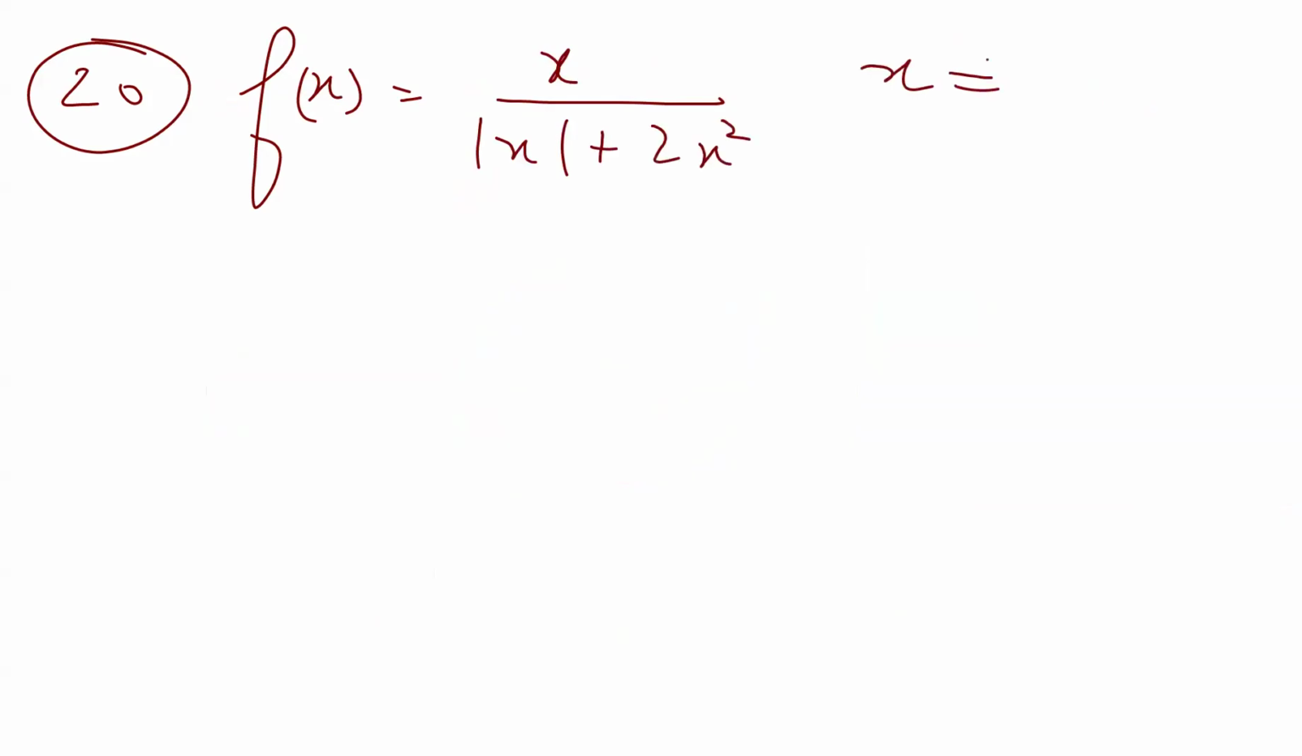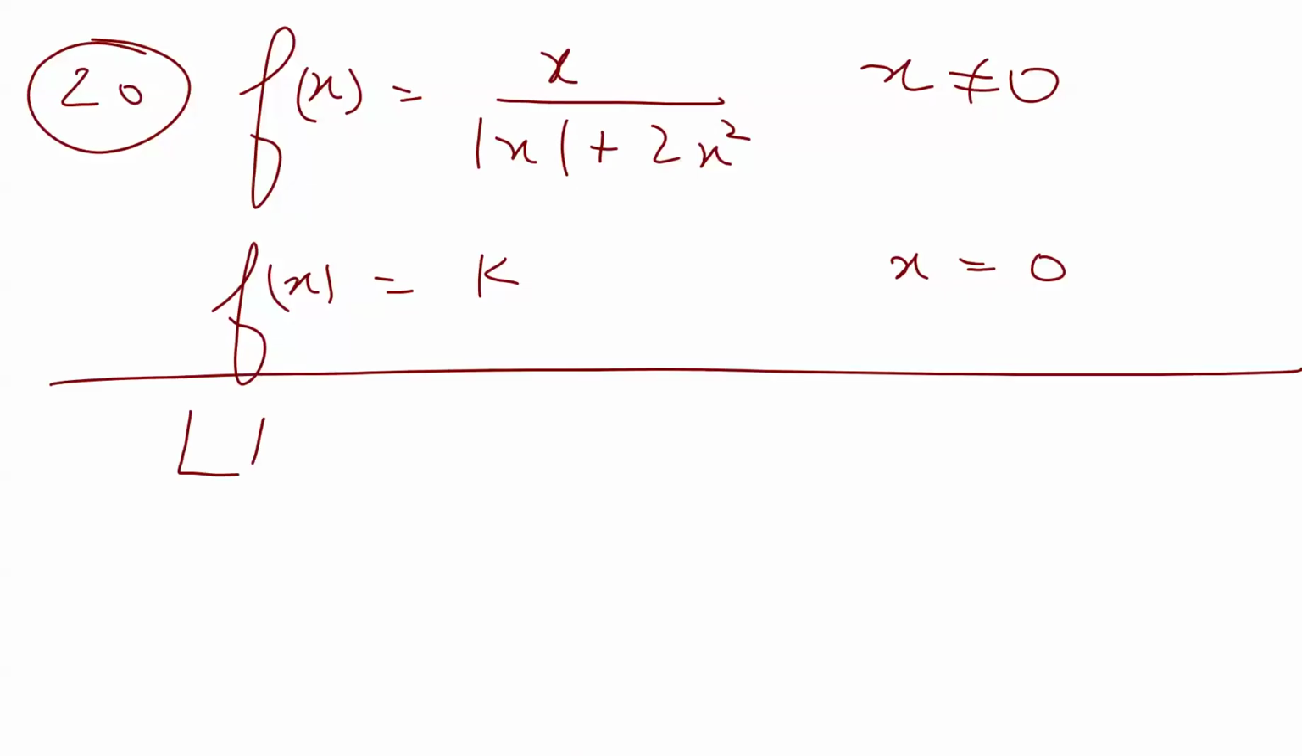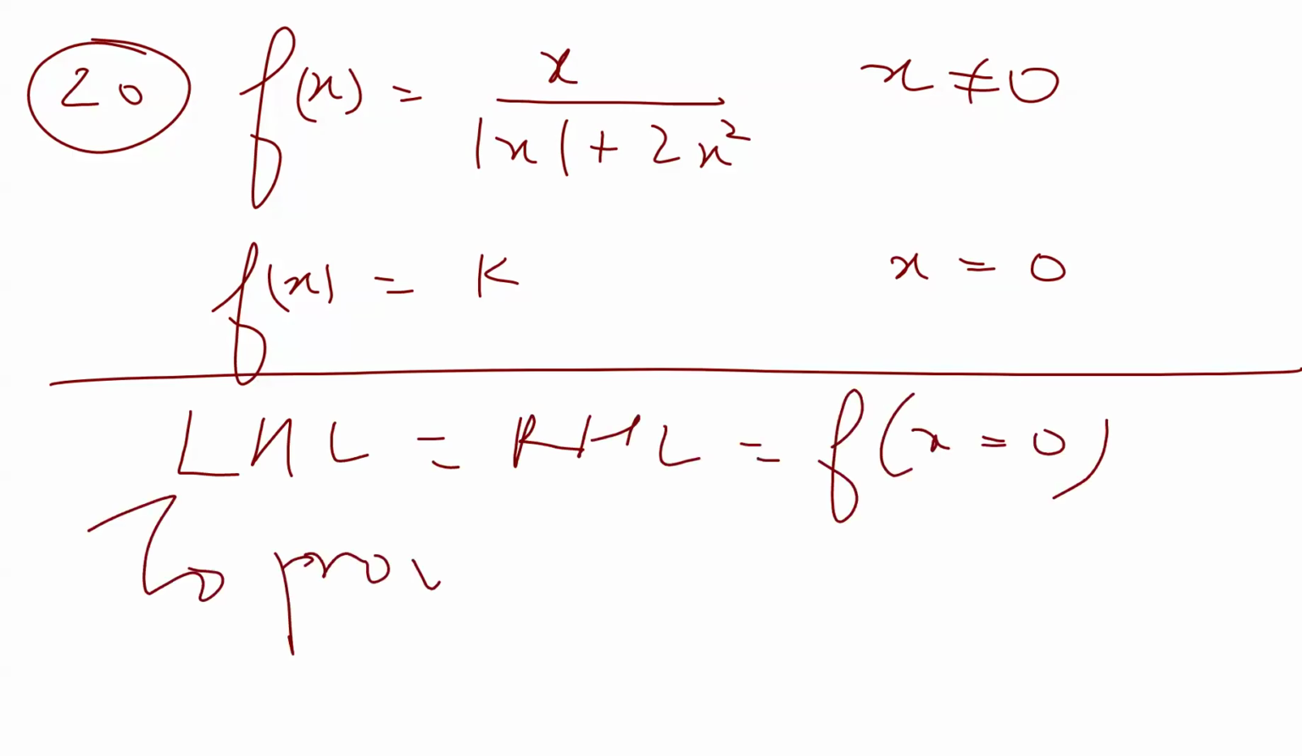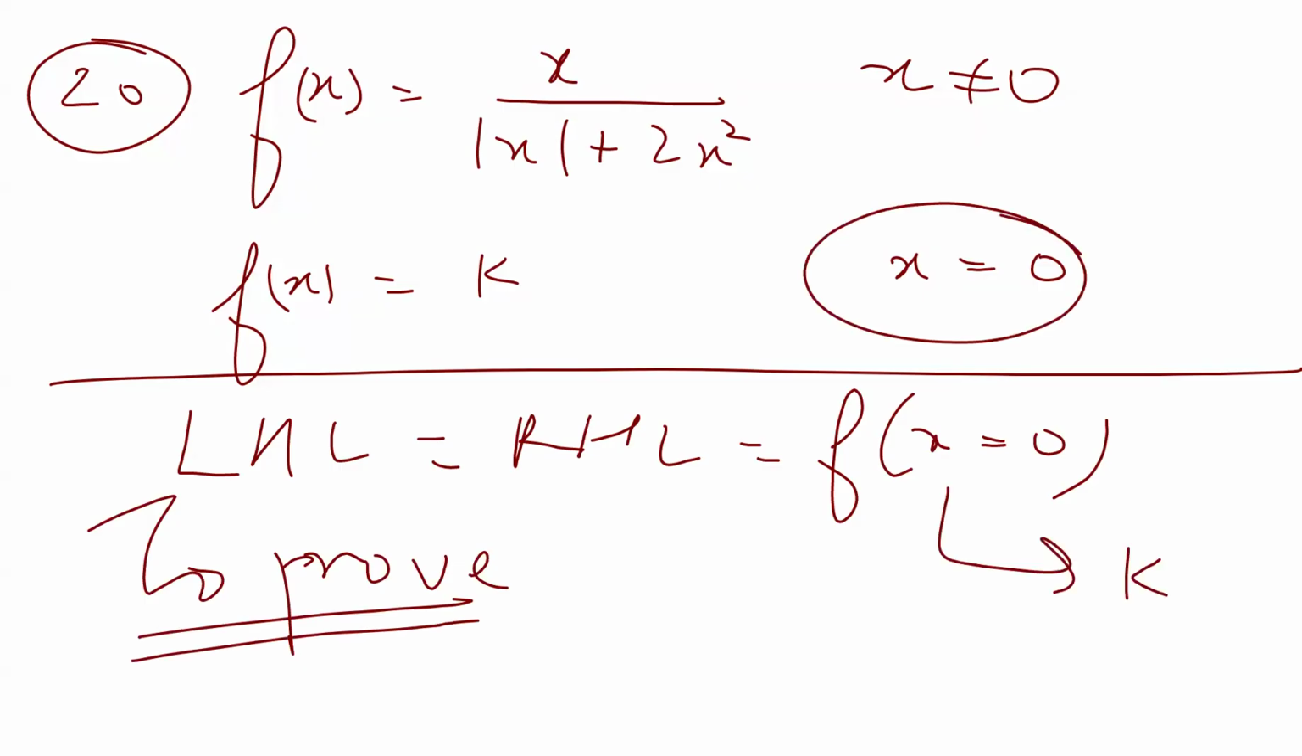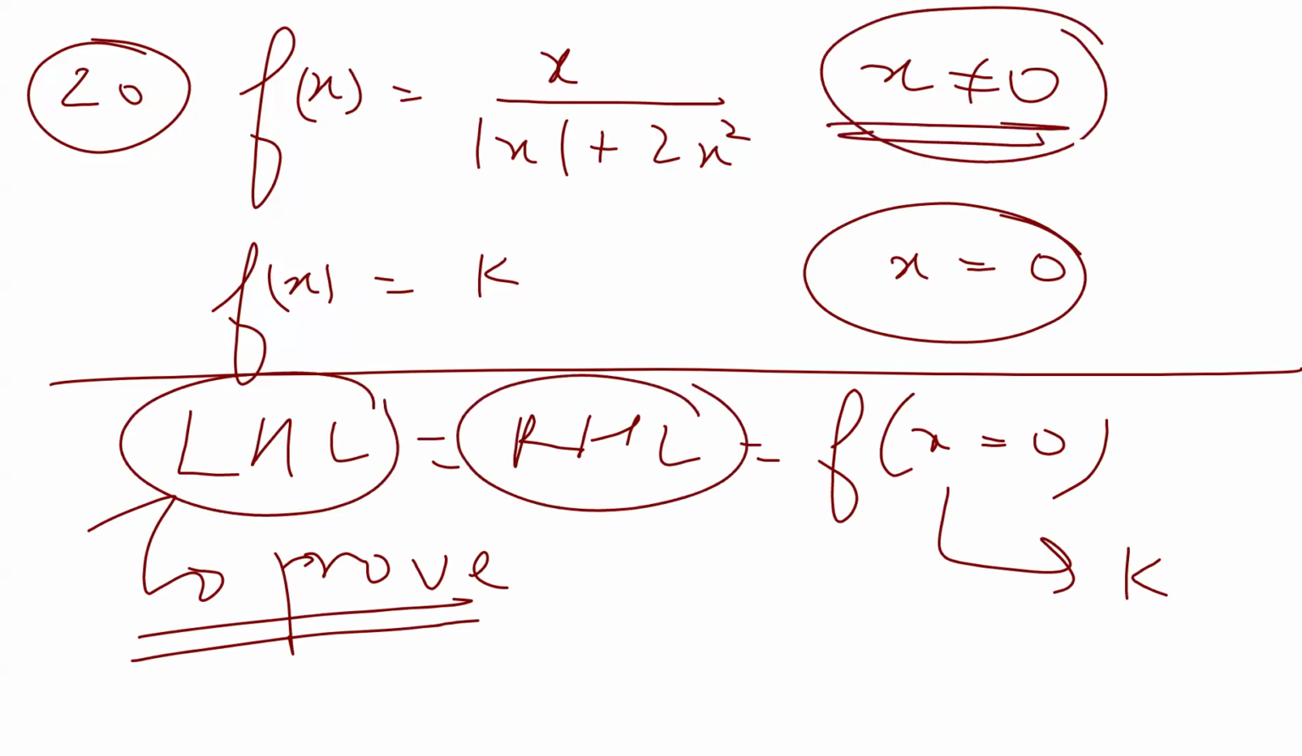Now they have given: prove that the function f of x is equal to, x not equal to 0, and f of x is equal to k when x equal to 0, remains discontinuous. It is never going to be continuous. Now this time it is a proof, so let's be a bit cautious while solving. So LHL equal to RHL equal to f of 0 is what we need to prove this time. Now this is already k. So we'll calculate LHL and RHL.